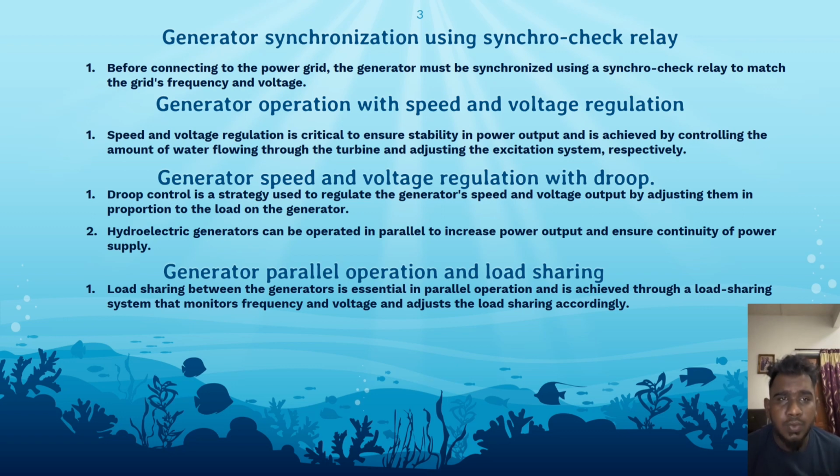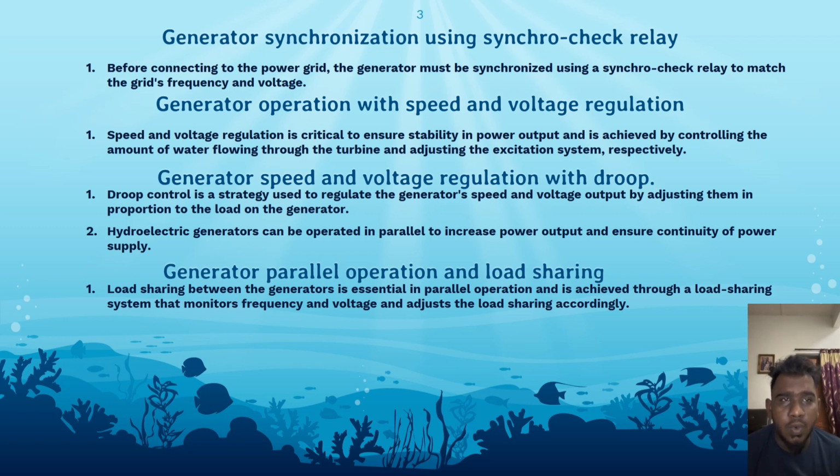Generator operations with speed and voltage regulation. The hydroelectric generator's speed and voltage regulation is critical to ensure the stability of the power output. The speed regulation is achieved by controlling the amount of water flowing through the turbine, which adjusts the speed of the turbine and hence the generator's rotation speed. Voltage regulation is achieved by adjusting the generator's excitation system, which controls the magnetic field strength, hence the voltage output.